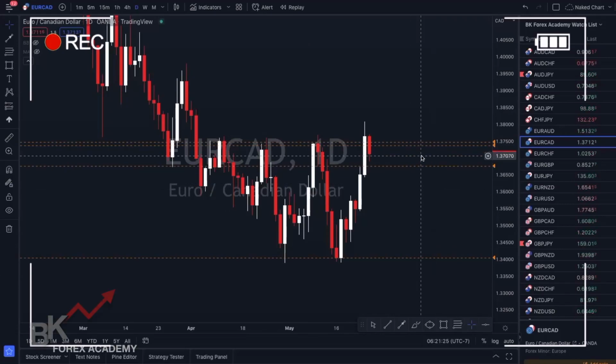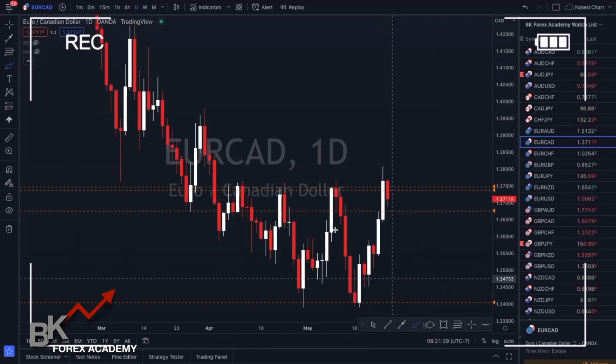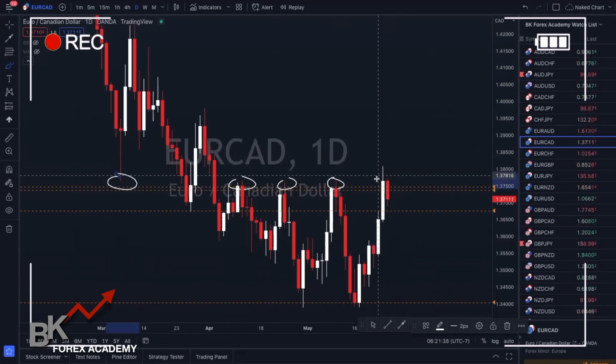I'm currently on the daily of EuroCAD, and you can see that we're quite bearish. You can see that this actually is a very important structure here. So we have a very strong area of resistance. It was also previous support, and now you can see the price try to rise above it and wicked right off of this area.